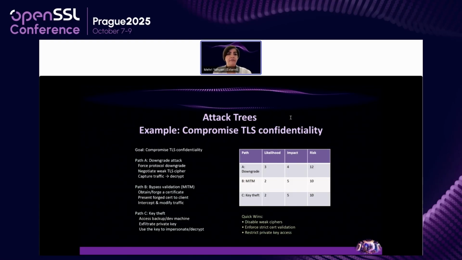On the left hand, you can see that attackers have three main paths. A, downgrade attacks that force negotiation of weak ciphers. B, certificate forgery and man-in-the-middle interception. And C, key theft from mismanaged environments. We see these paths on the left, and each branch shows layered opportunities to defend.